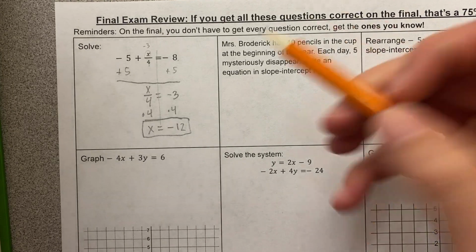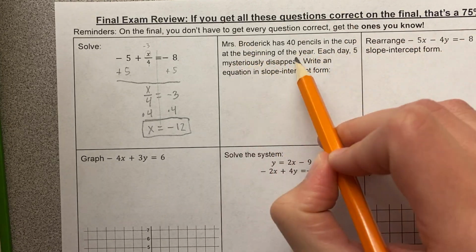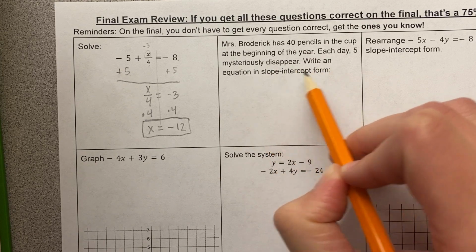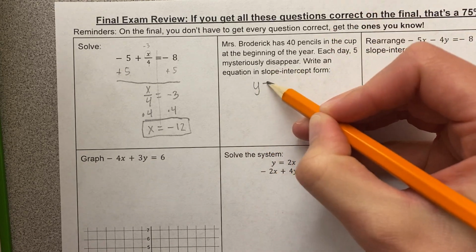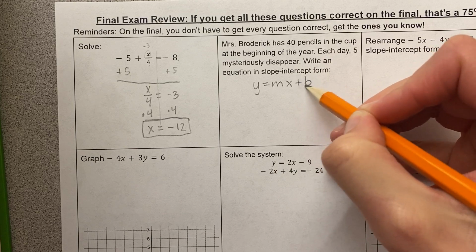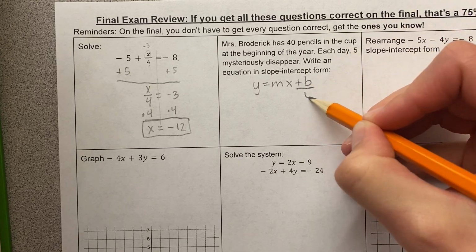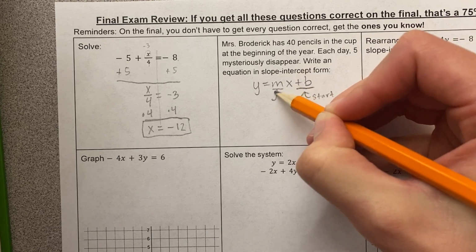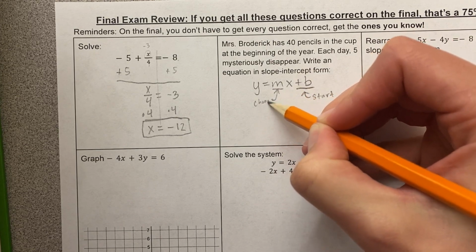Perfect. Okay, Miss Broderick has 40 pencils in the cup at the beginning of the year. Each day, 5 mysteriously disappear. True story. Write an equation in slope-intercept form. So slope-intercept form looks like this. And what I remember about slope-intercept form is that this is always my starting point, and this is always my rate of change.